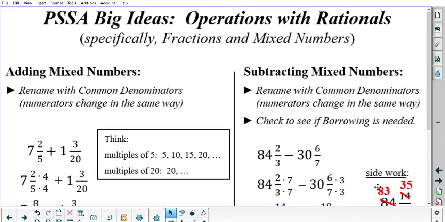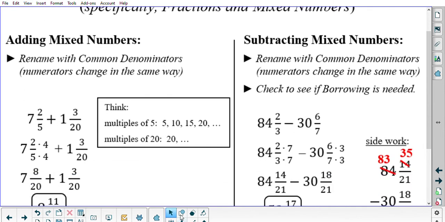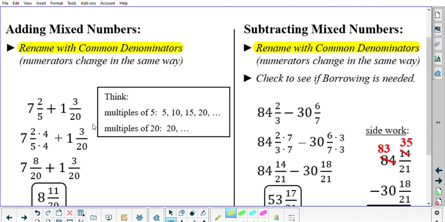So addition and subtraction have very similar rules. Whenever you add or subtract, things have to be alike. So you're going to have to rename the problems with common denominators, whether you're adding or subtracting. Of course, however you change the denominator is going to change the numerators in that same way. And so you'll see that here on the example I gave you for adding mixed numbers. We had denominators of 5 and 20. So we think in our head, what are the multiples of 5? What are the multiples of 20? What's the lowest they have in common? And it would be 20.